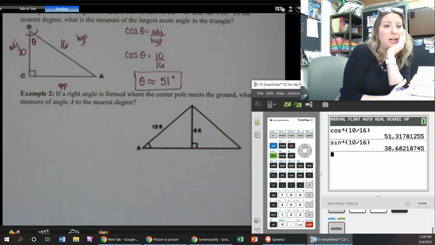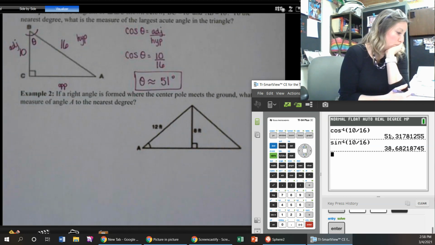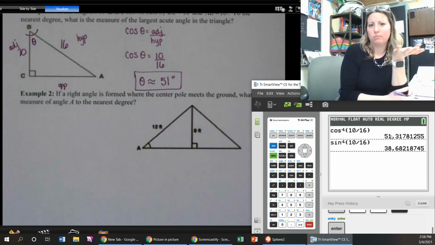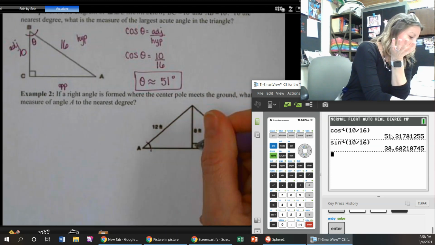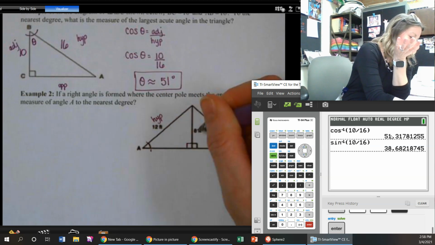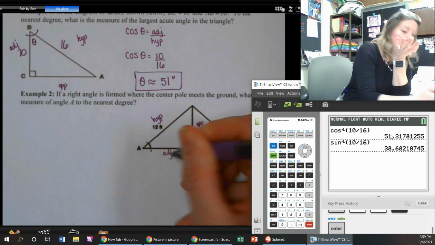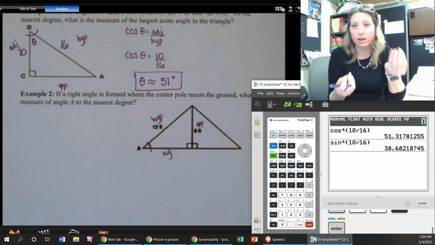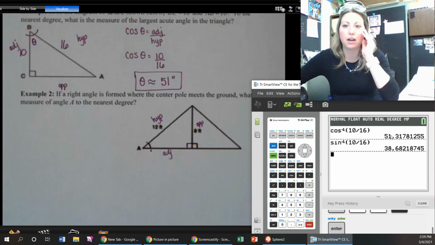If a right angle is formed where the center pole meets the ground, okay, this must be in a tent. What is the measure of angle A to the nearest degree? Oh, fine. From the angle A, and this is our right angle, that means 12 over here is the hypotenuse, 8 across from it is the opposite side, and that means this is the adjacent side. Not that I care, because there's nothing to do with an angle measure or a side length in the adjacent side.